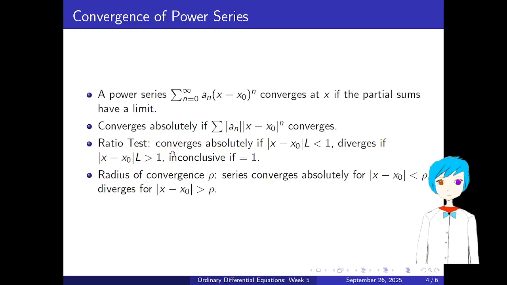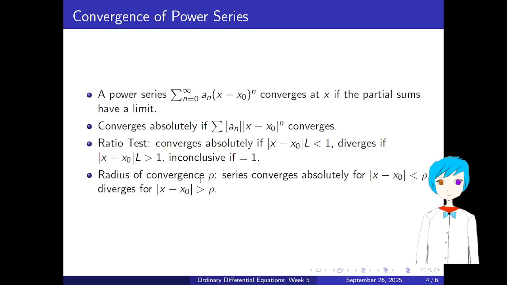We can do the ratio test. Here, L is the limit as n goes to infinity of the nth root of the absolute value of a_n. If the test condition is satisfied, then the series converges, otherwise it does not converge. It is inconclusive if the absolute value of x minus x0 times L equals 1.